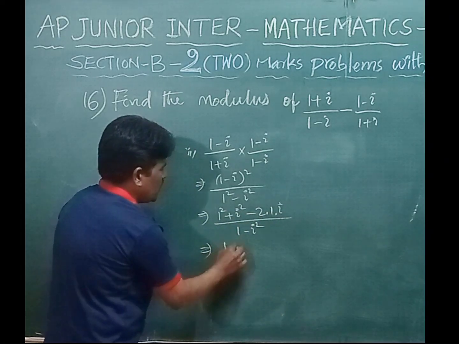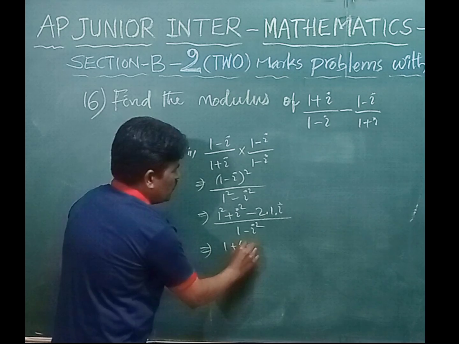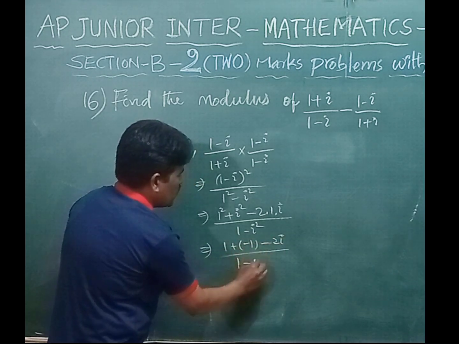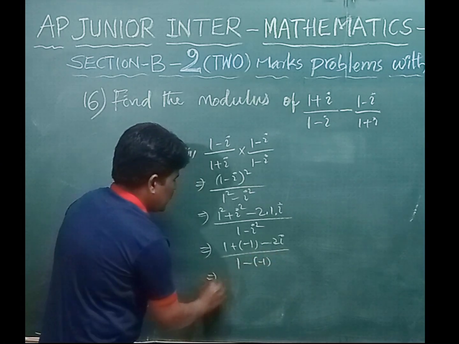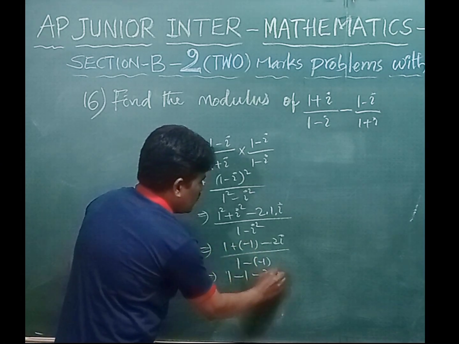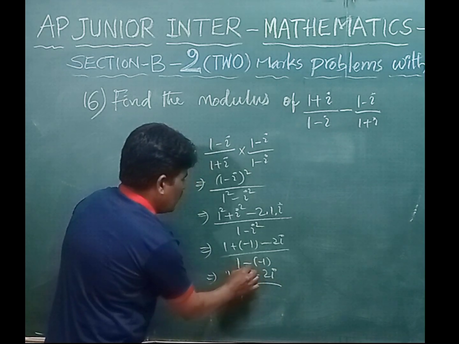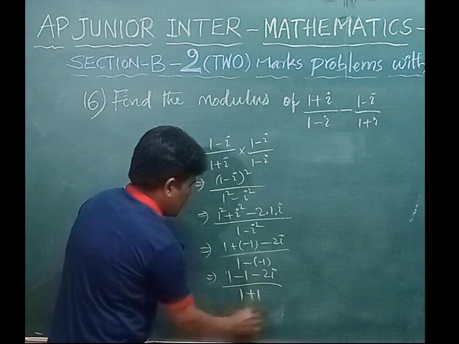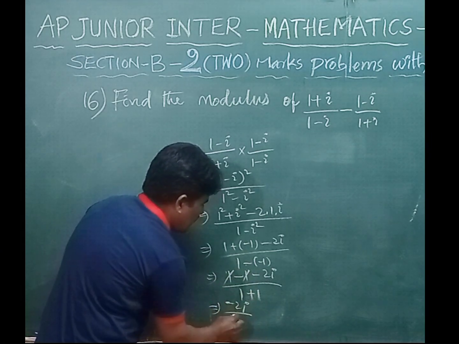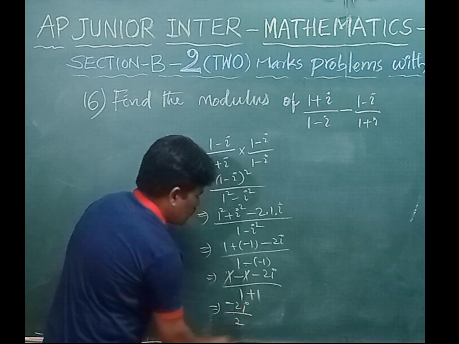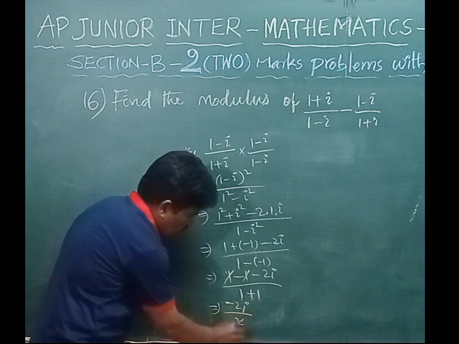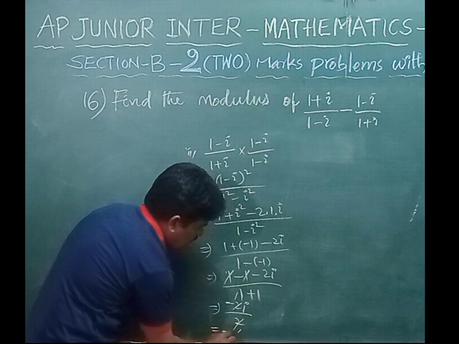So that equals 1 square plus iota square value minus 2 into 1 into iota, over 1 minus iota square value. Iota square is minus 1. So that equals 1 plus (minus 1) minus 2 iota over 1 minus (minus 1), which is 1 plus 1. The 1 and 1 cancel. So minus 2 iota over 2. Here the 2s are cancelled. Here it is minus iota.